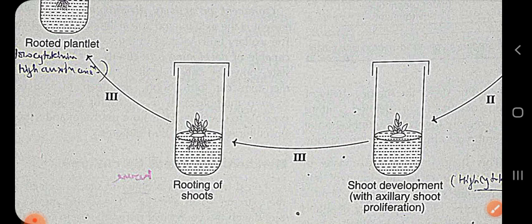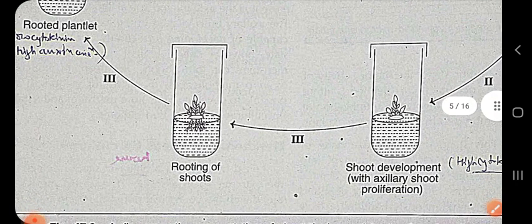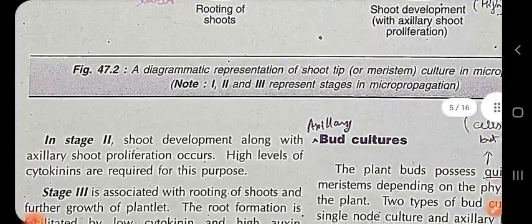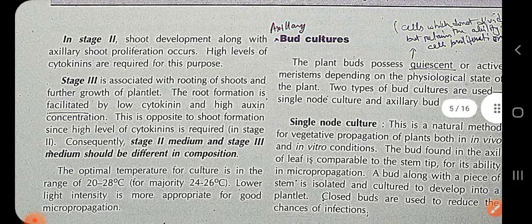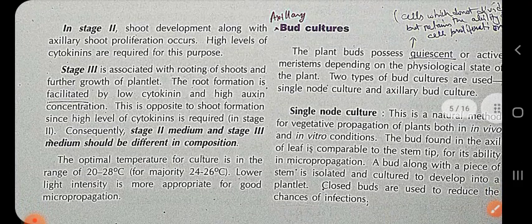Okay, so repeatedly we have to do subculture, and that's why it is a bit of a lengthy process. But at the same time, we are also seeing the positive side, that we can grow many plantlets. We're not using one explant to grow into one plant. We are taking millions and millions of explants for growing into such plants. Okay, and the temperature in the culture room should be within 20 to 28 degrees Celsius, and 24 to 26 degrees Celsius is preferable. Lower light intensity is more appropriate for good micropropagation.